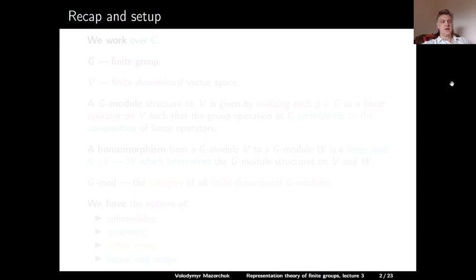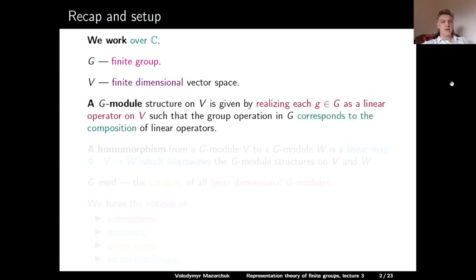Let us start with a quick recap and description of our setup. So we always work over the field C of complex numbers. In what follows, G denotes a finite group and V a finite dimensional complex vector space. A G-module structure on V is given by realizing each element g in G as a linear operator on V, such that the group operation in G corresponds to the composition of linear operators.